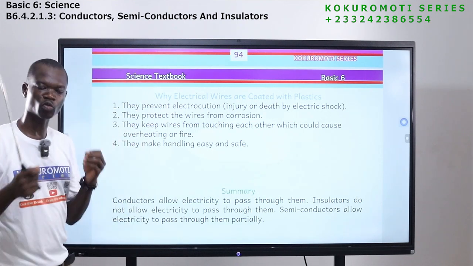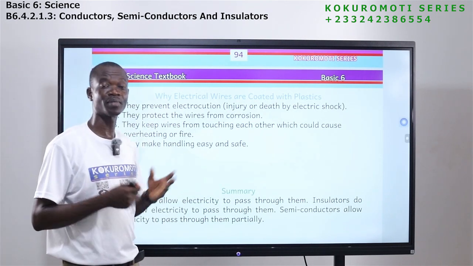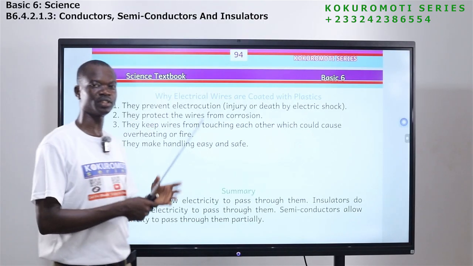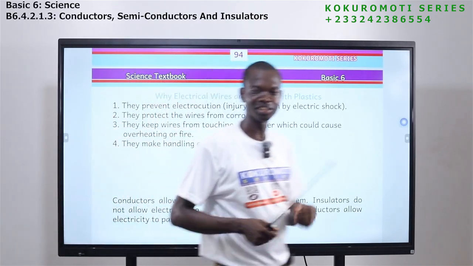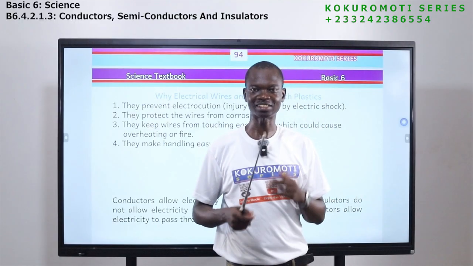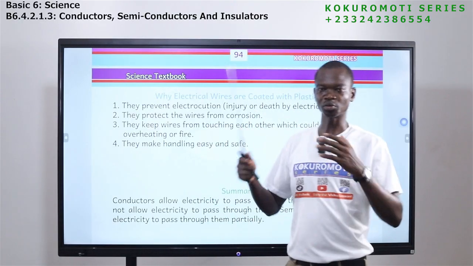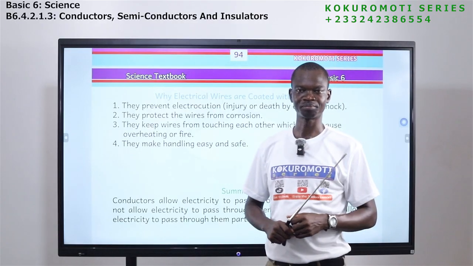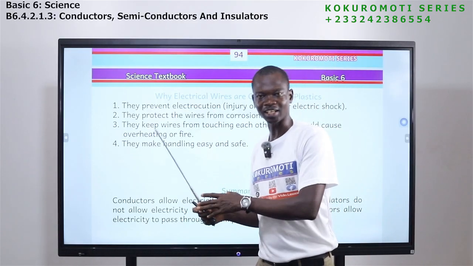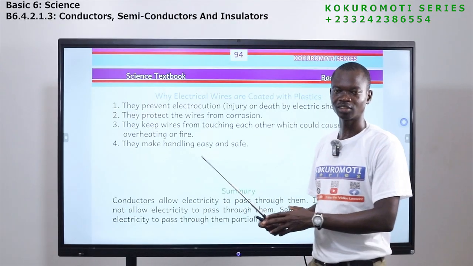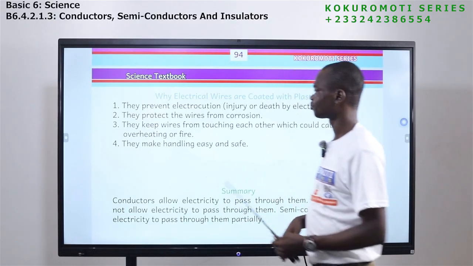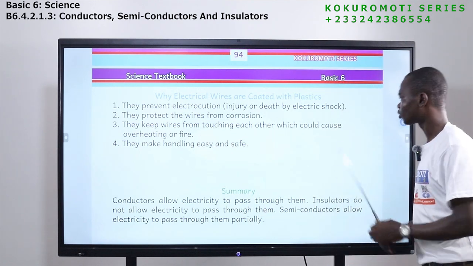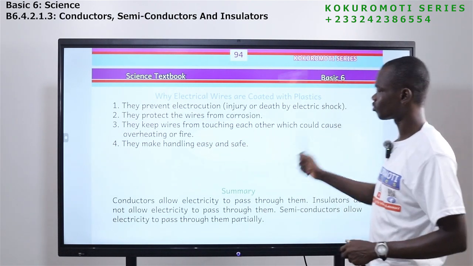Okay. The next one, it protects the wires from corrosion. Sometimes wires are metals, so for them not to rust you need to cover them. Rusting happens as a result of air and moisture. If they are covered, air and moisture cannot have access to them and cause them to rust.